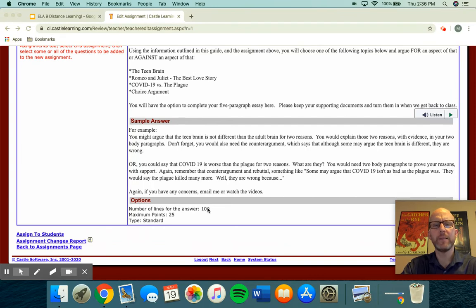I put number of lines 100. If it's not enough and you need to handwrite elsewhere, then let me know. Or you want to put in an email, again, let me know. I put maximum number of points, 25. It's going to be 100 because we'll look at that in a second on the rubric.